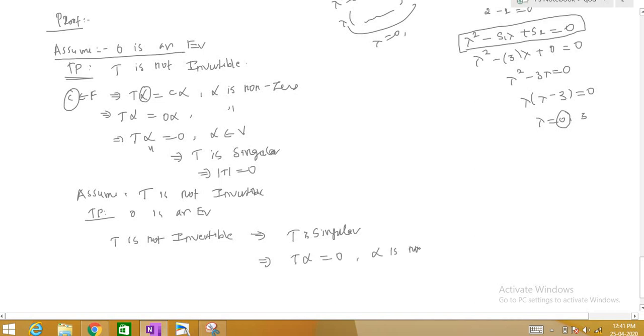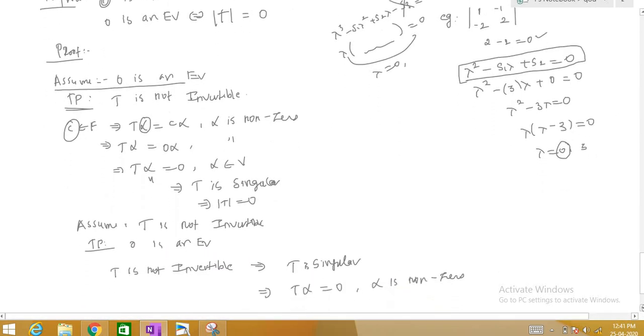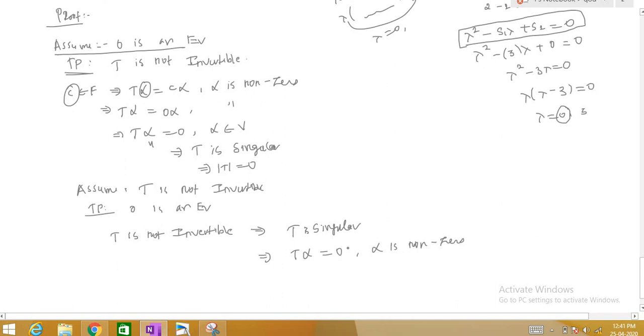So alpha is non-zero by the definition of a singular transformation, right? You can see the singular definition: if there exists a non-zero vector alpha such that T alpha is equal to 0, then T is said to be singular. So there exists some non-zero vector mapped to 0. That means T alpha is equal to 0. So I can write this as T alpha is equal to 0 into alpha, right? I can write 0 as 0 into alpha. When you compare with the definition of eigenvalue, alpha is non-zero here and C is 0 here. So that means our eigenvalue is 0.